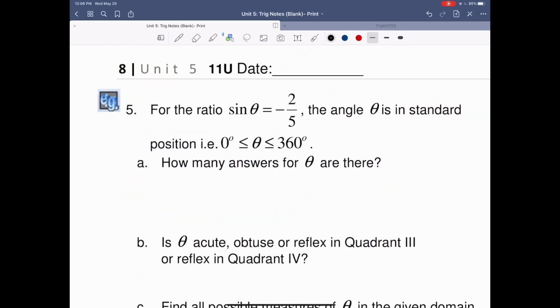So for question 5 of the next page, we have sine theta is equal to negative 2 over 5. The angle theta is in standard position, meaning that's another way of saying the angles are going to be between 0 to 360 degrees. I often don't like it when the negative is in front of the fraction sign, but keep in mind that negative can be moved around so that it belongs to the numerator or the denominator, where we usually say that if it's in the denominator, it's kind of bad form. So I'm going to rewrite it so that sine theta is equal to negative 2 over 5, and all I did was move that negative to the numerator.